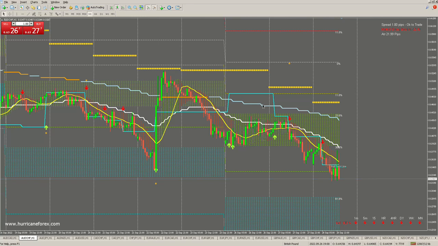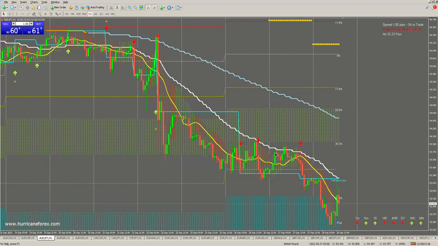The white line is below the blue line. So when it's blue, it's bearish. When it's gold, it's bullish or uncertain. And the same the other way around. If the white line was above the blue line, so we'll try and find one. This is a nice bearish trend here.